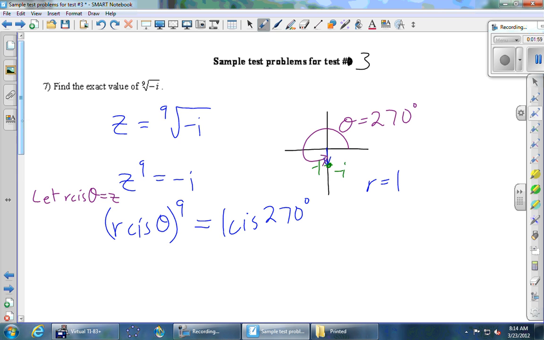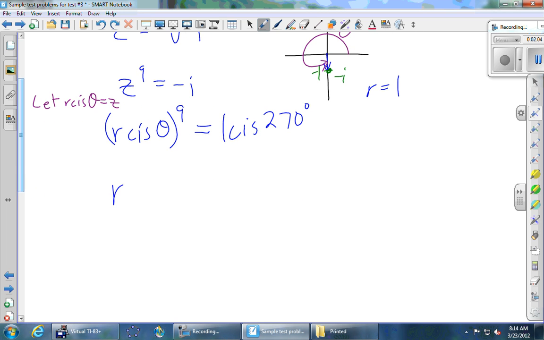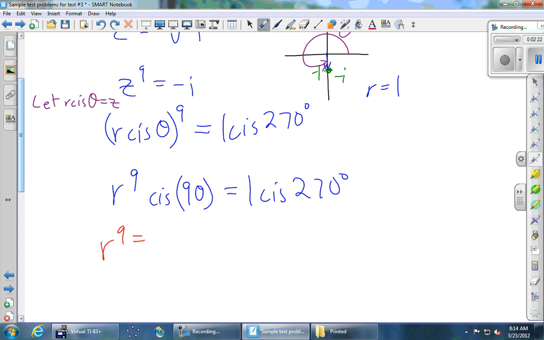On the left-hand side, something very nice happens when we use de Moivre's theorem. We can bring that 9 in, it's r to the 9th, and the really nice thing that happens is that theta gets just multiplied by the 9. So it's r to the 9th cis of 9 theta equals 1 cis 270. And now we're going to make two different equations. It makes sense to make r to the 9th equal to the 1, and to make the 9 theta equal to the 270.